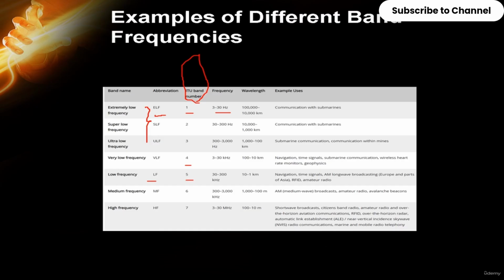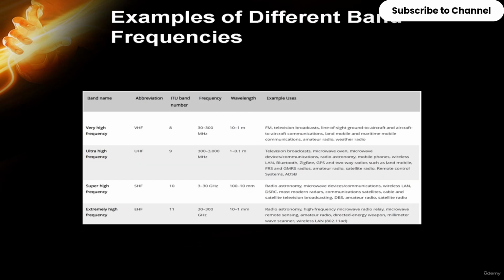The low frequency is abbreviated as LF and is given ITU number 5. It operates in the wavelength of 10 to 1 kilometer and is used for navigation and broadcasting purposes. Then medium frequency, given as MF, has ITU number 6 and operates with AM waves. Then high frequency has ITU band number 7 and is used with various radio communications, mobile communication, radio telephony and so on.